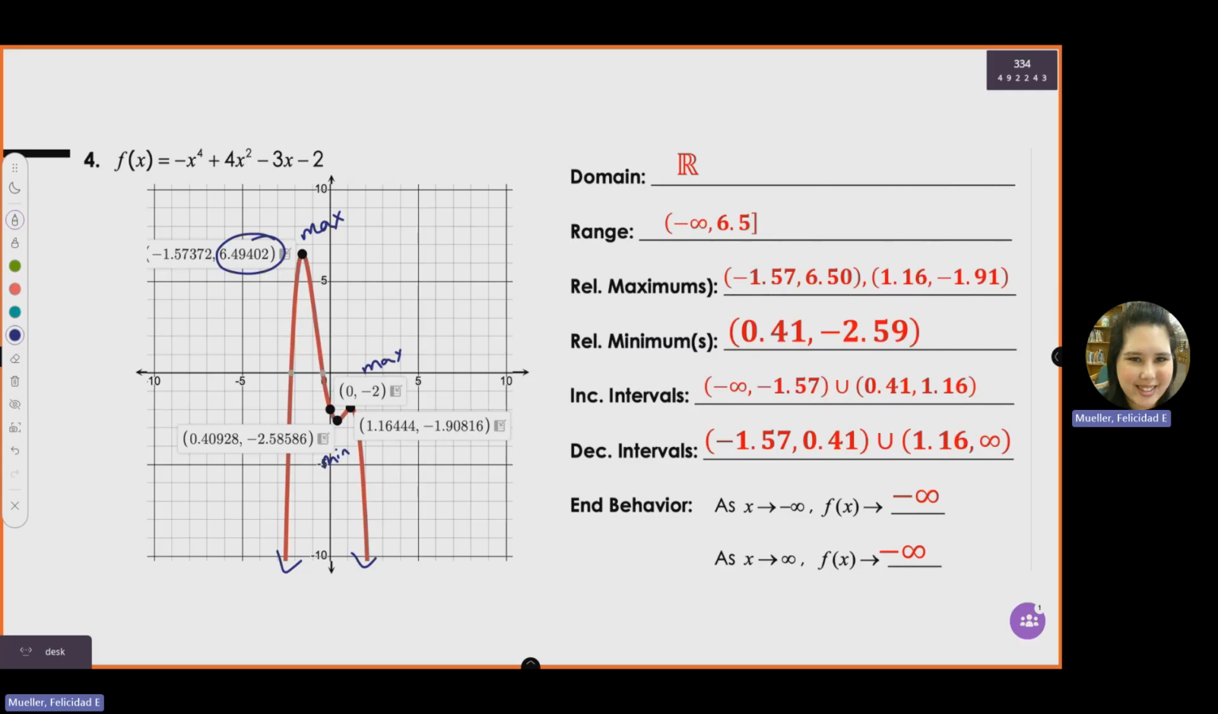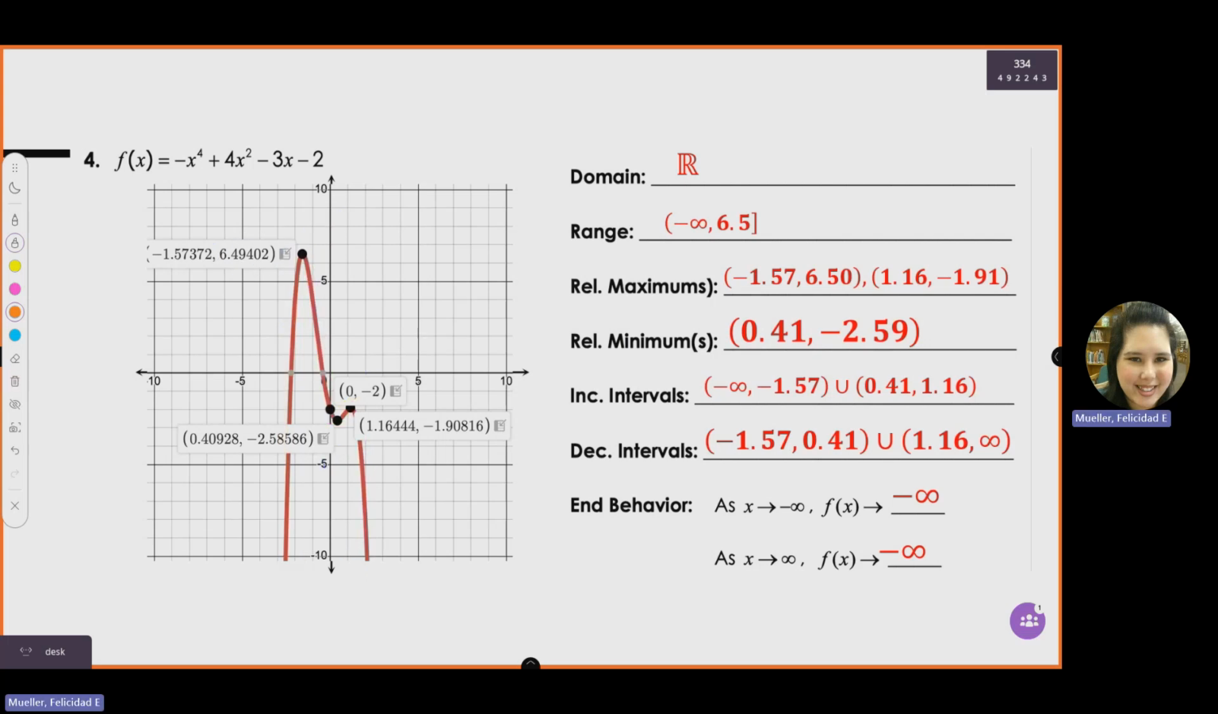So again, we go ahead and take a look at our increasing. So we start with increasing, and then decrease, increase, and then decrease. You should always be alternating between the two. So increasing starts at negative infinity to negative 1.57. We then decrease from negative 1.57 to 0.41. Which then means we increase from 0.41 to 1.16, and from 1.16 to infinity, we are increasing. My end behaviors are both pointing down. So negative infinity, negative infinity.